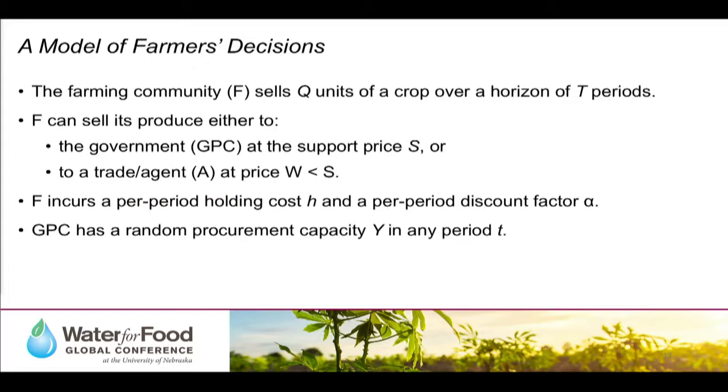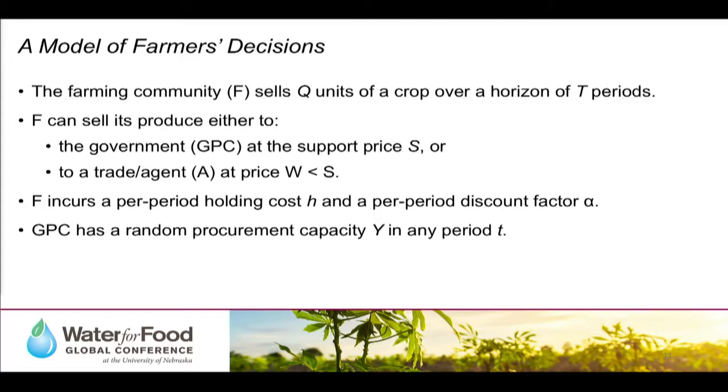So how do we do that? We basically build an analytical model, and we use that model to generate quantitative insights on the practice of distress selling. So I'm going to briefly talk about the model. I'm not going to go into the details of the model due to the time constraint.